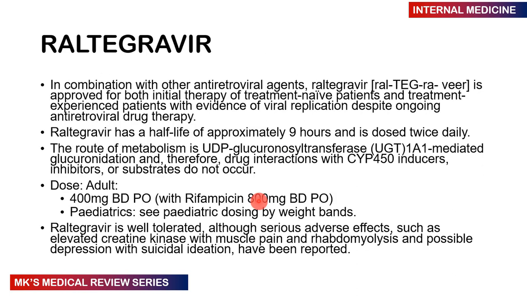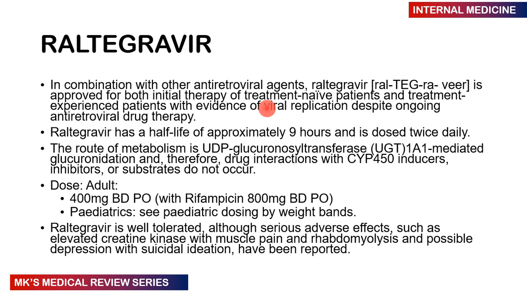So begin with raltegravir. This can be used in combination with other antiretroviral agents, and it's approved for both initial therapy of those that are HIV naive as well as those that have already gotten treatment and still have evidence of viral replication despite ongoing therapy, those that are not virally suppressed. Now it has a half-life of 9 hours and it's given twice a day.